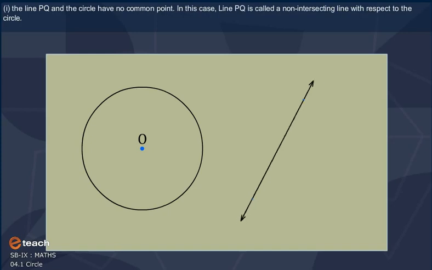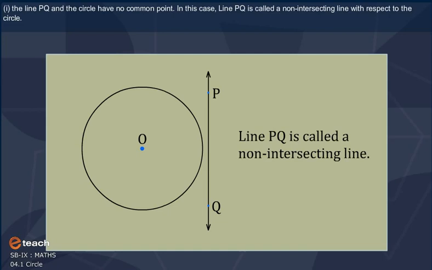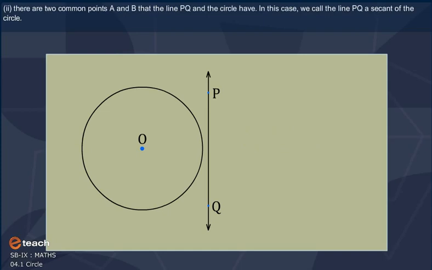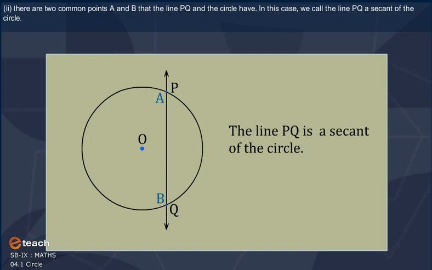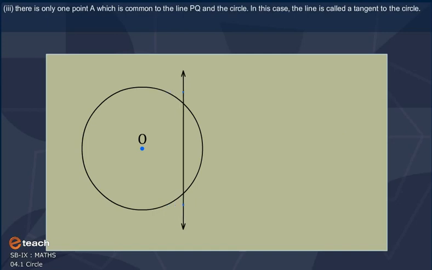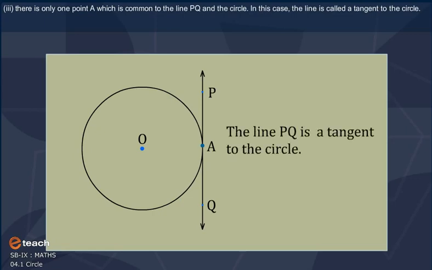1. The line PQ and the circle have no common point. In this case, line PQ is called a non-intersecting line with respect to the circle. 2. There are 2 common points, A and B, that the line PQ and the circle have. In this case, we call the line PQ a secant of the circle. And the third possibility, there is only one point A, which is common to the line PQ and the circle. In this case, the line is called a tangent to the circle.